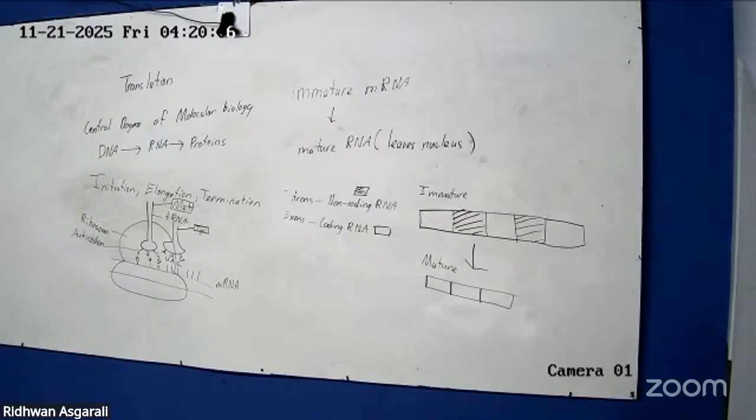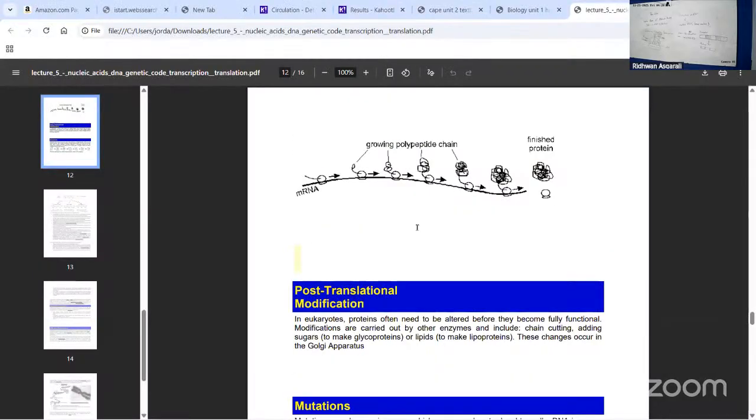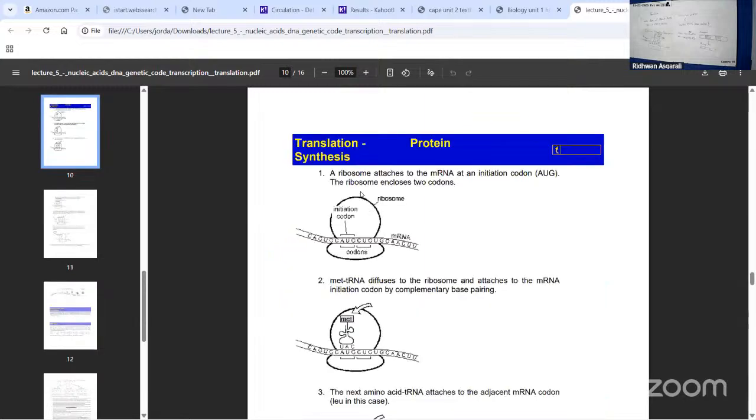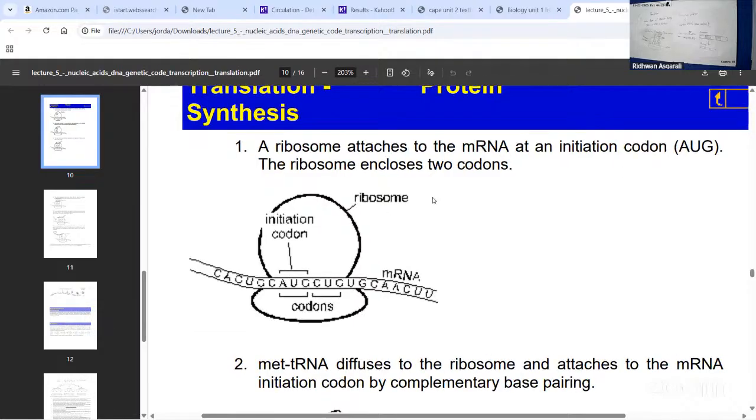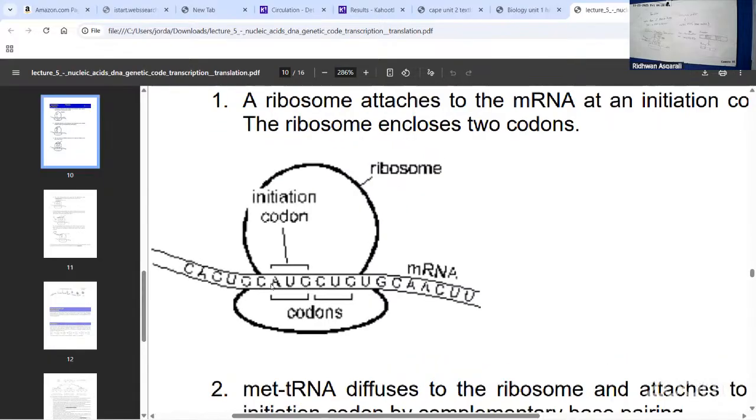Okay, so I'm just going to share something, again from the handouts. Right. So this is the initiation step, right? So you have the initiation codon, which is AUG.